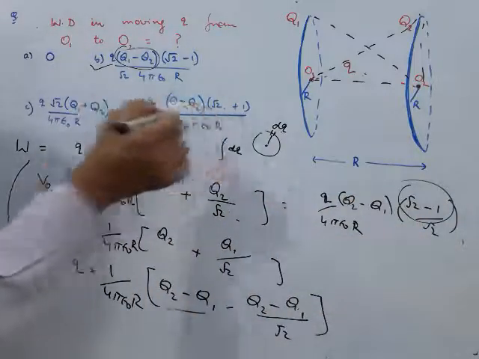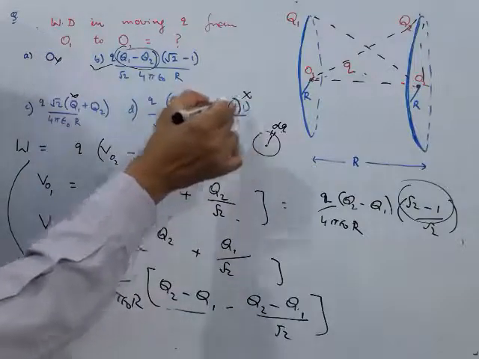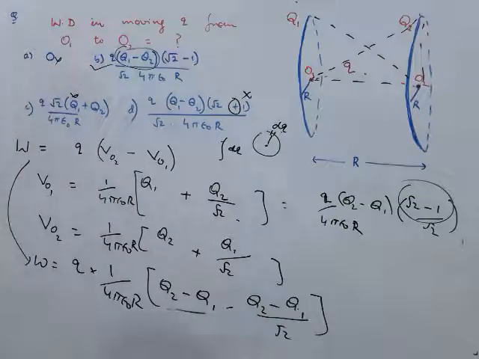Here it is root 2 plus 1. So this option is not correct, this option is not correct, because it is root 2 plus 1. This option is not correct. The only correct option is option B for this particular question.